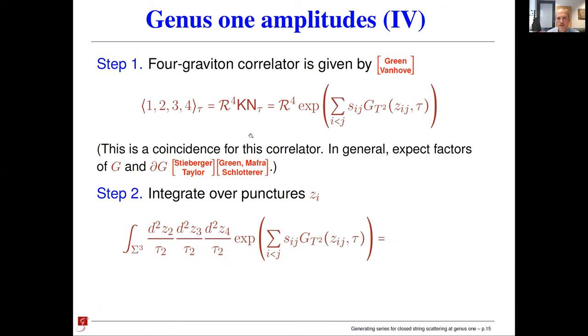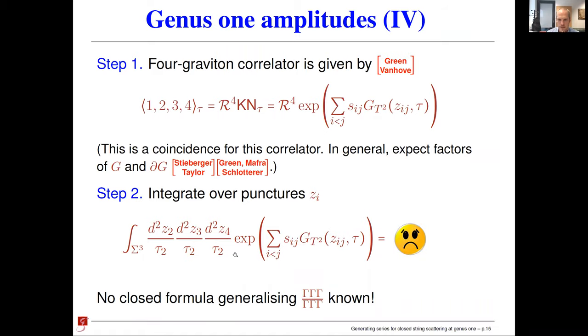Now, this is the first step. I've given you the complete correlation function on the torus expressed in terms of the Green's function on the torus. The next step is now to integrate over the three remaining punctures, after fixing z1 to 0. So we want to take this thing here and integrate it over these three punctures.